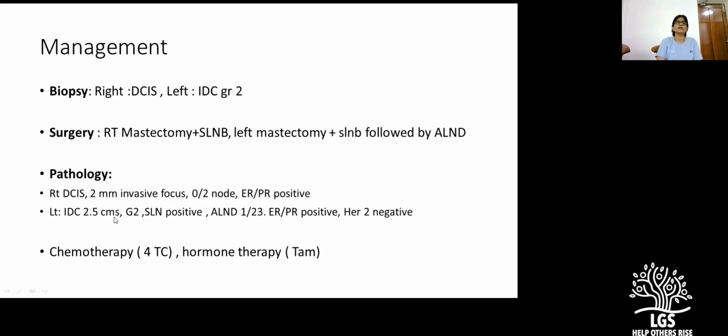So on the left, it was a 2.5 centimeter lesion. Her sentinel node was positive for metastasis. So I ended up clearing this. This again was a few years ago. Now I would be a little conservative about that, particularly if I do a breast conservation. If I do a mastectomy, I would still go ahead and clear it, even if it is one out of 3 or 4 positive. So ER/PR positive and HER2 negative. Because she was node positive, she also had chemotherapy, four cycles of TC, followed by hormone therapy. She was premenopausal, 48-year-old. So she had tamoxifen.